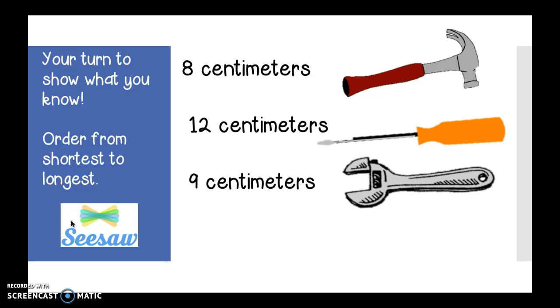The hammer is 8 centimeters long. The screwdriver, or the orange object in case you're not sure, is 12 centimeters long. And then finally that bottom one is a wrench, and that's 9 centimeters long. I want you to put them in order from shortest to longest. You can either draw a picture, you can write the numbers, or you can put labels like H for hammer, S for screwdriver, and W for wrench. All right, go ahead and show that to your teacher in order. Good luck.